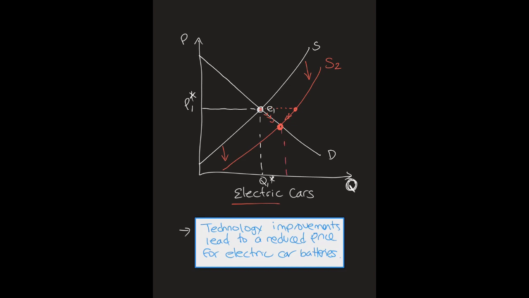Now, what has happened in the market? Well, we can see that the quantity supplied and quantity demanded of electric vehicles has increased from Q1 to Q2. And in this case, the price has fallen from P1 star to P2 star. So what happens as a result of technological improvements in the market for electric cars? Well, the price falls and the quantity consumed and produced increases. So technological improvements lead to a reduction in the price of goods and services.